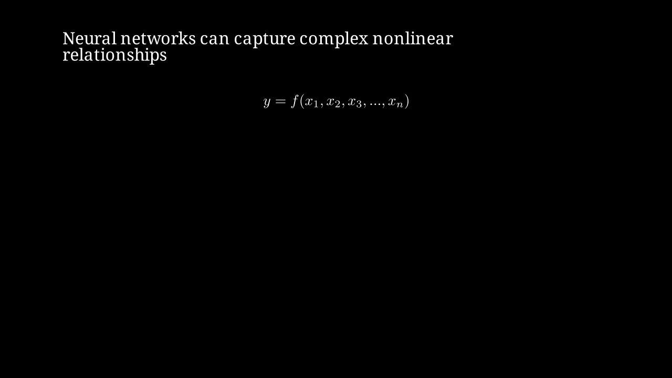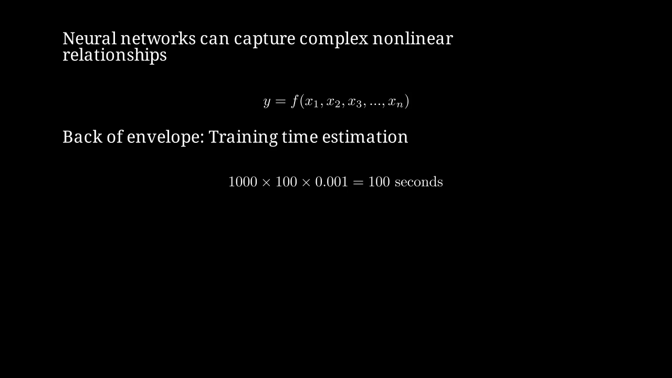Mathematically, the AI learns a function y equals f of x1, x2, x3, up to xn, where y is the outcome, and x values are the input parameters. Let's do a back-of-the-envelope calculation. Suppose we have 1,000 training examples and a network with 10,000 parameters. Training typically takes about 1 millisecond per example, per iteration. With 100 iterations, that's about 100 seconds or less than 2 minutes on a modern GPU. 1,000 examples times 100 iterations times 0.001 seconds equals 100 seconds.